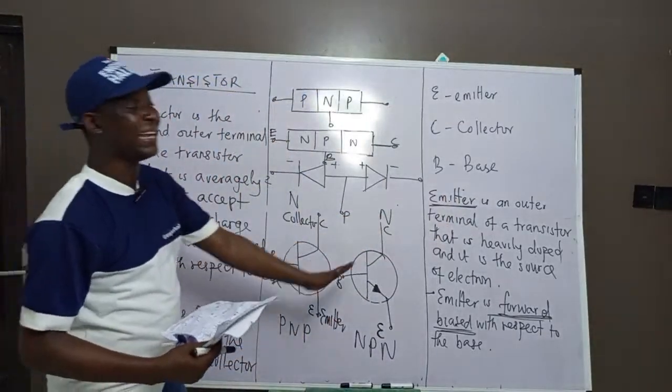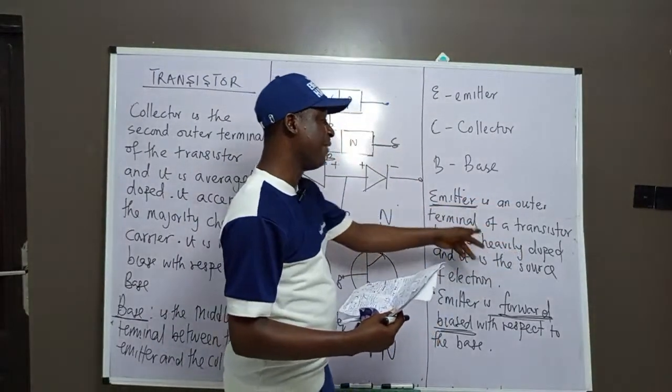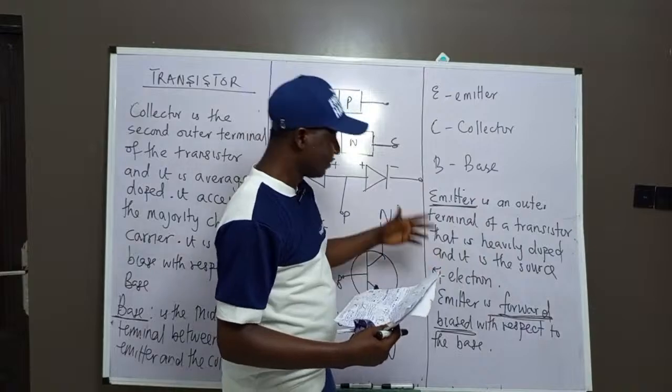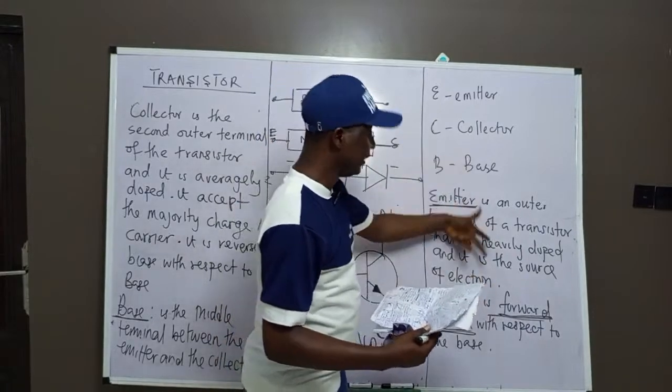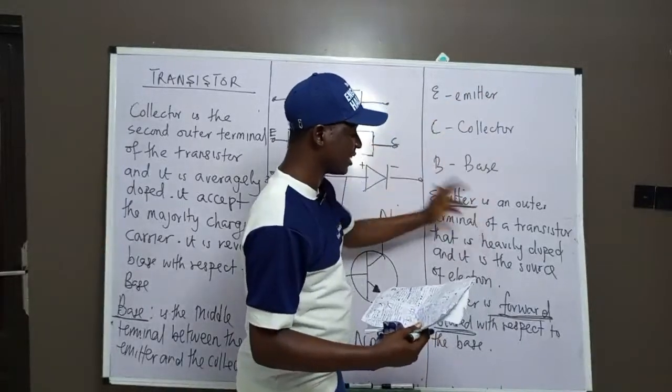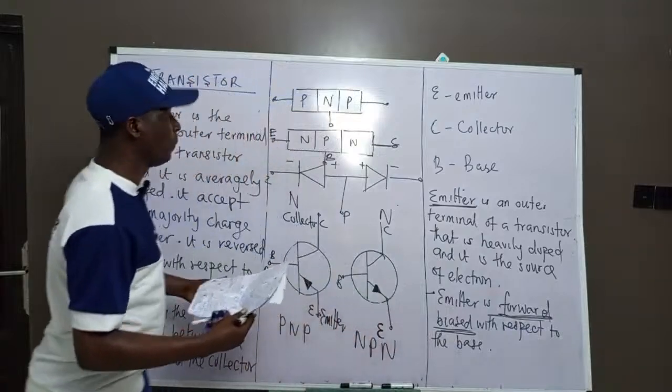So we say that an emitter is an outer terminal of a transistor that is heavily doped and it is the source of majority charge carriers in the transistor. That means it produces majority charge carriers. It is also forward biased with respect to the base.